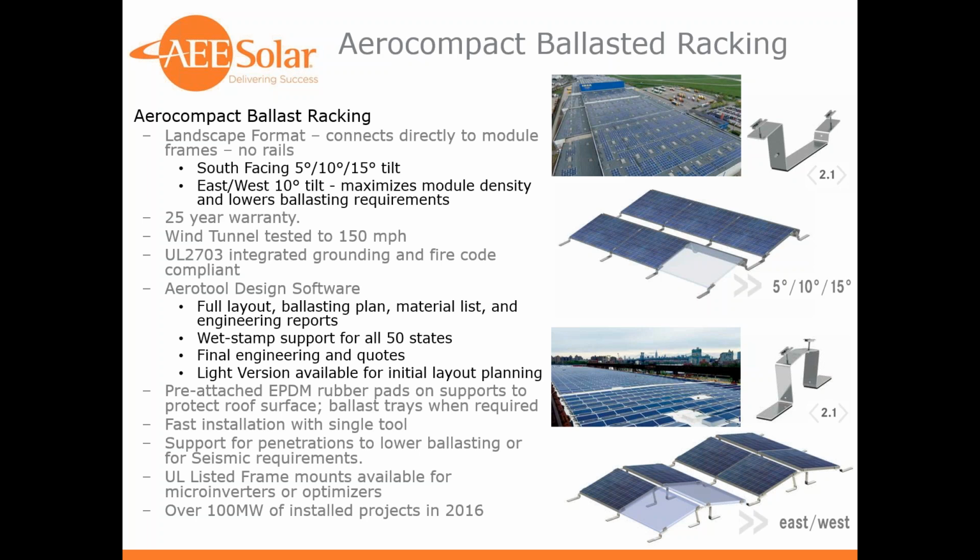So it's a landscape formatted array, and it connects directly to the module frames with no rails. They offer it in a 5, 10, and 15 degree south facing tilt, and the 5 degree also has 2 spacing options. So we can really maximize the roof surface, as I'll go over a little bit later, using the 5 degree south with the short spacing. To further maximize it, they have an east-west tilt, which almost completely eliminates the inner row shading.